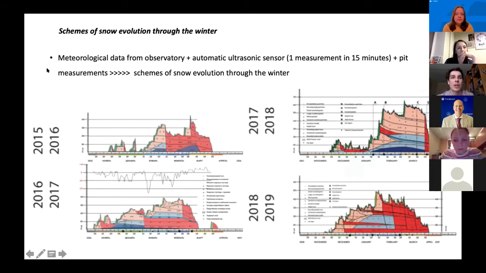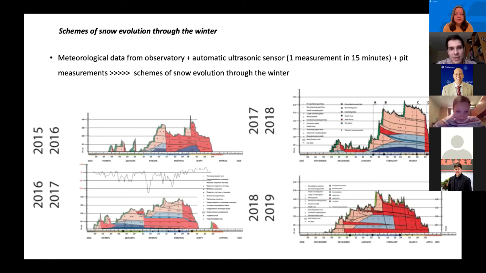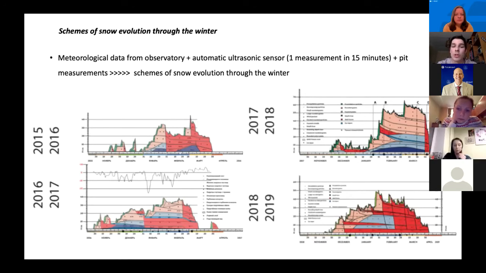So it was a combination of meteorological data from the observatory, automatic ultrasonic sensor measurements, which were made with 15 minutes resolution, and peat measurements. So as you can see on this slide, there are 4 different winters, and despite the length of winter being approximately the same, the combination of winter processes was different, and it led to different stratigraphy. So what was common here?